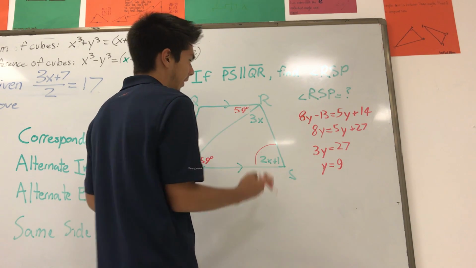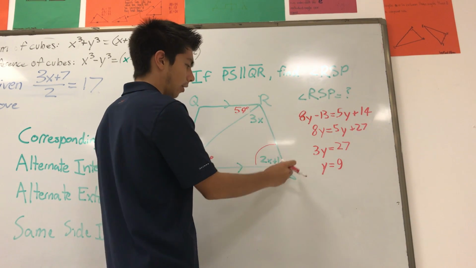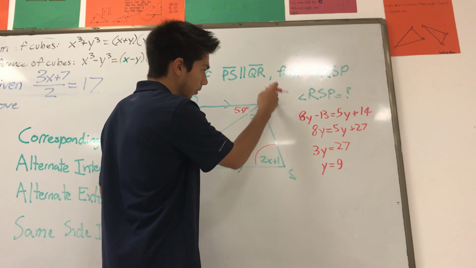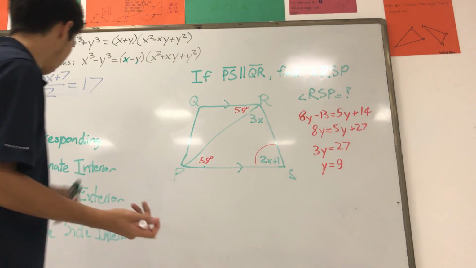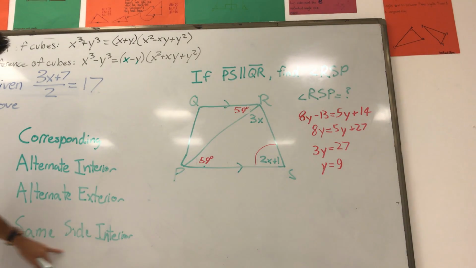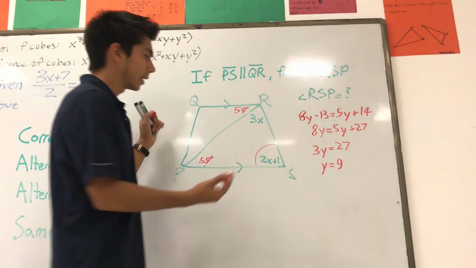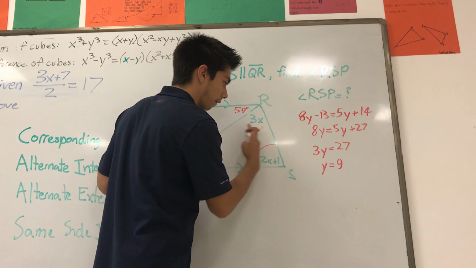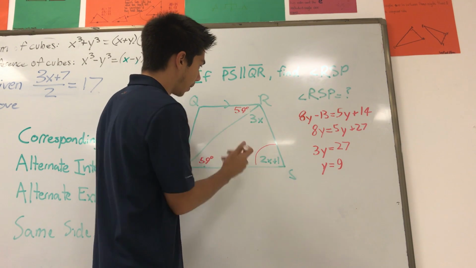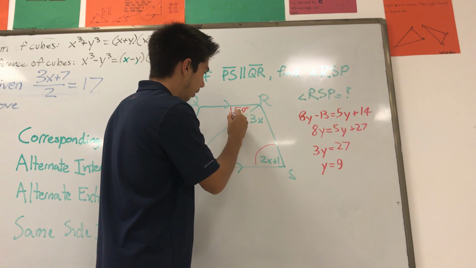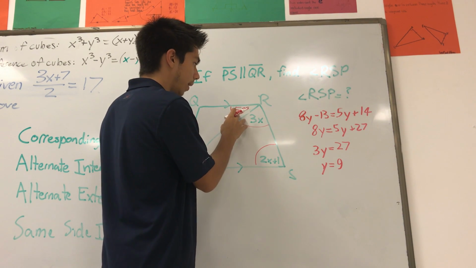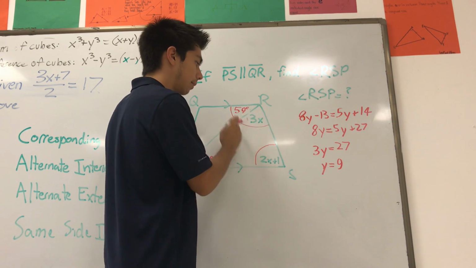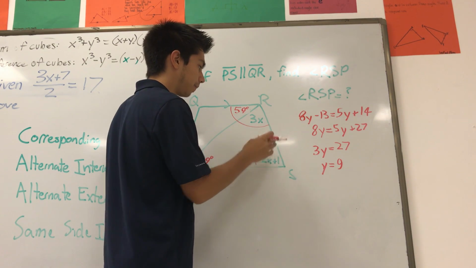Does it have an alternate exterior angle? No, it doesn't have an alternate exterior angle because there's nothing on this side that we know about, so we're not going to worry about that. Does it have a same side interior angle? So actually, yes, it does. On the same side of this line, and interior to the parallel lines, we actually have this really big angle now, okay? So the combination of these two angles right here forms the same side interior angle to this one.